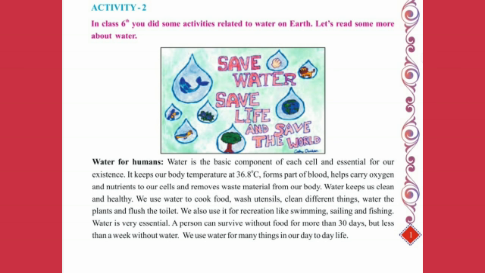Water for humans. Water is a basic component of each cell. Basic component means it is a part of each cell. Without water, a cell can't grow or survive. And essential for our existence. It keeps our body temperature at 36.8 degrees Celsius. Water controls our body temperature and cools down.